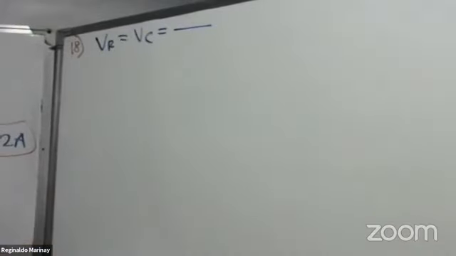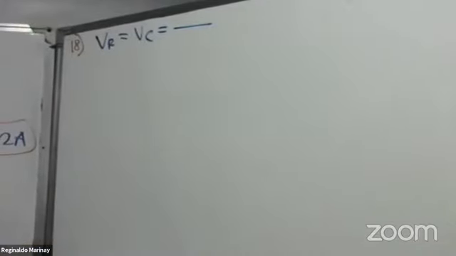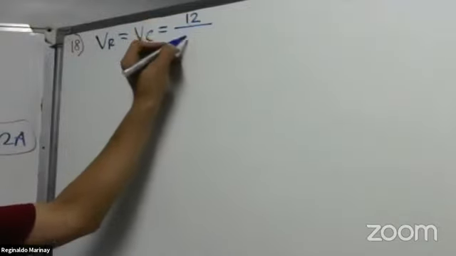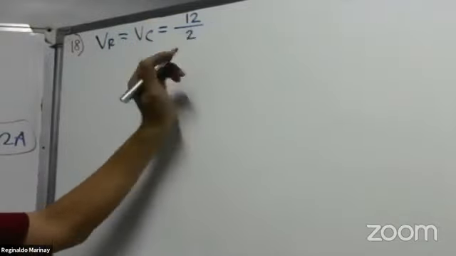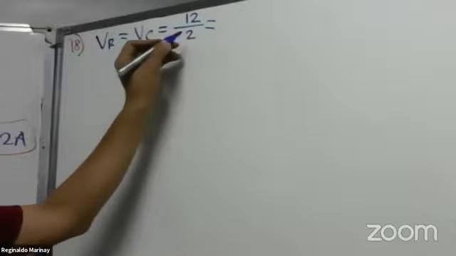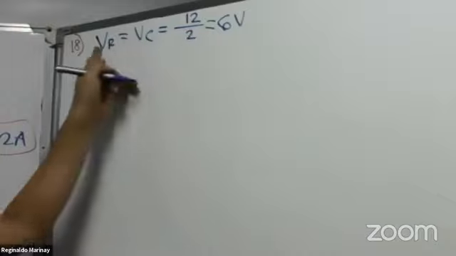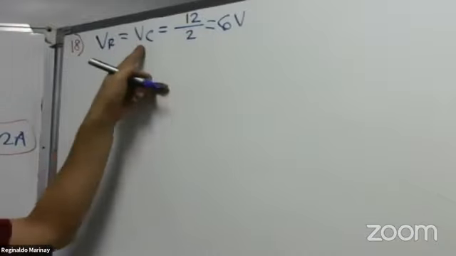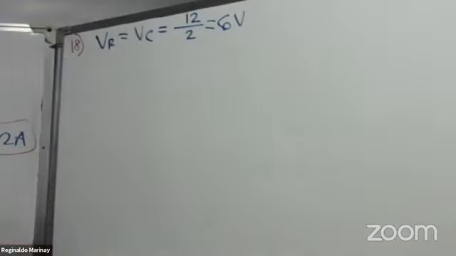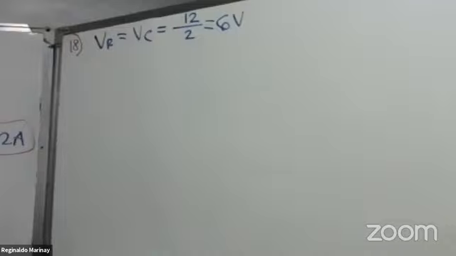So, what is the total voltage? Only 12 volts over 2. Of course, we'll have 6 volts here. 6 volts for V_R, 6 volts for V_C. So therefore, the total is 12 volts. Because they should be equal. Okay. What formula? The simpler formula.